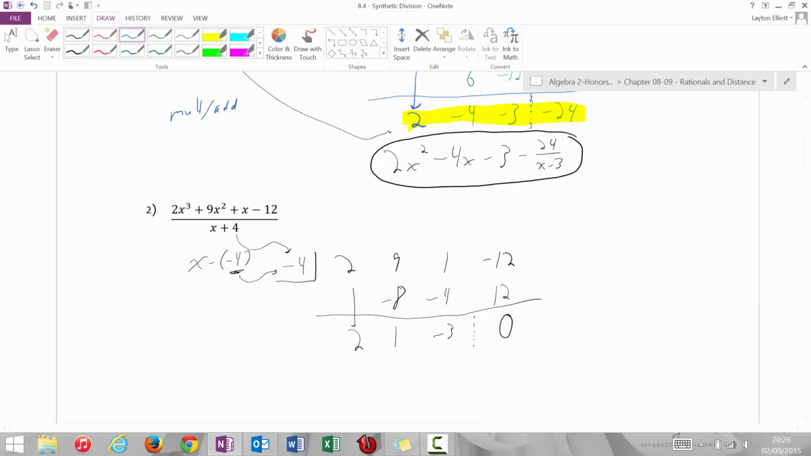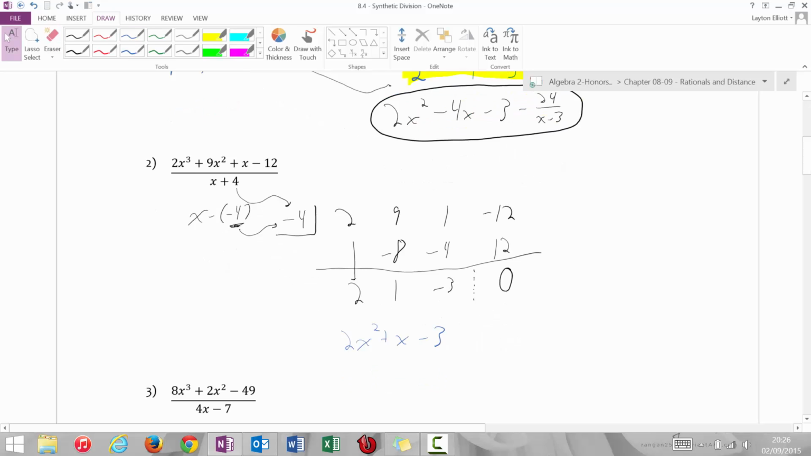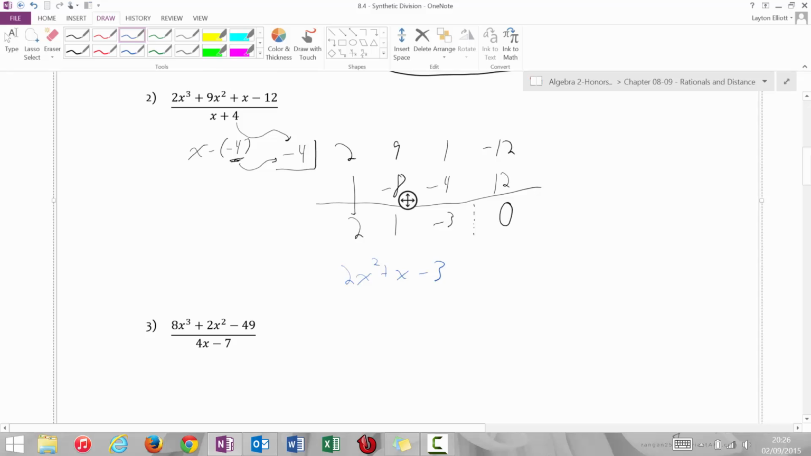Remainder 0. What that means is this is 2x squared plus x minus 3. How do I know it's an x squared? Again, it's 1 degree less than what I started with. Or a better way to do it is to say that this -3 is my constant term, then my linear term, and then my quadratic term. So that also meant that what I essentially did is I just factored that thing.